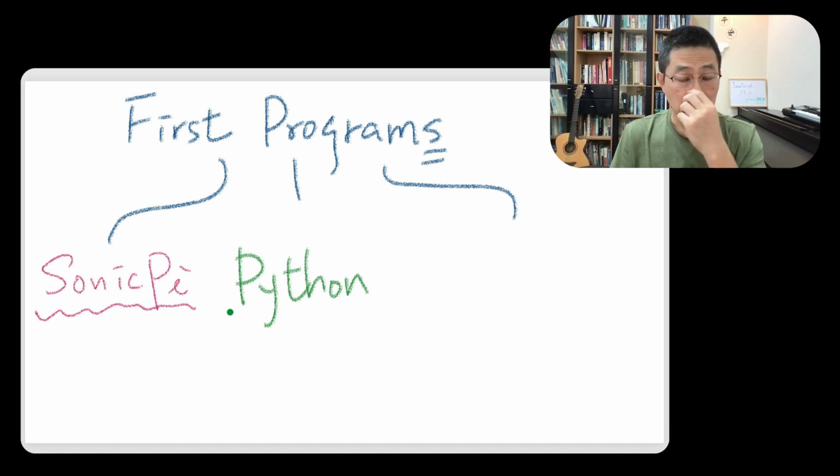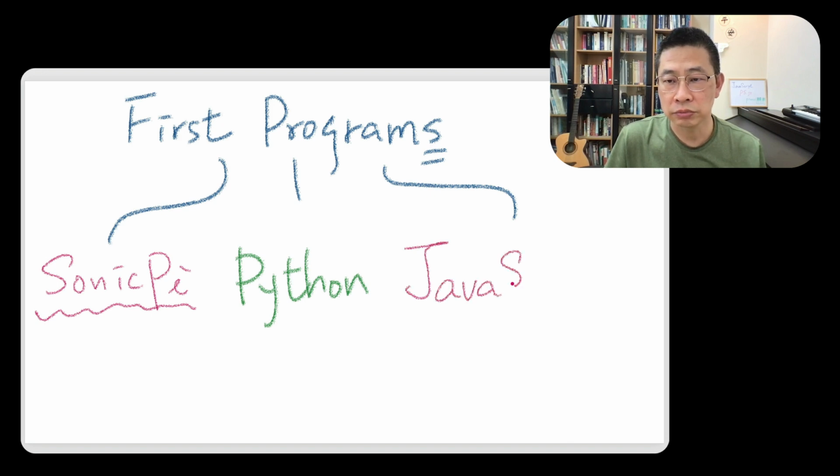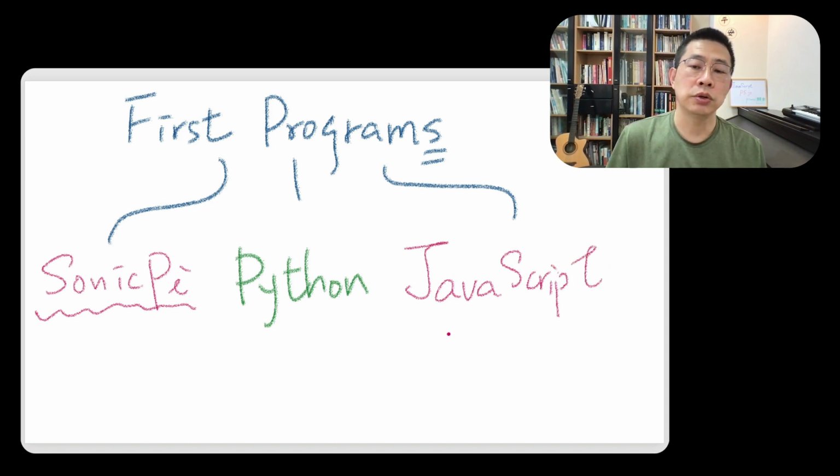Python. There are a lot of ways to run Python, to write Python. I want to use the simplest one, by using a terminal to interact with the Python interpreter. And the last one, I'm thinking about JavaScript, right? How can I use JavaScript?